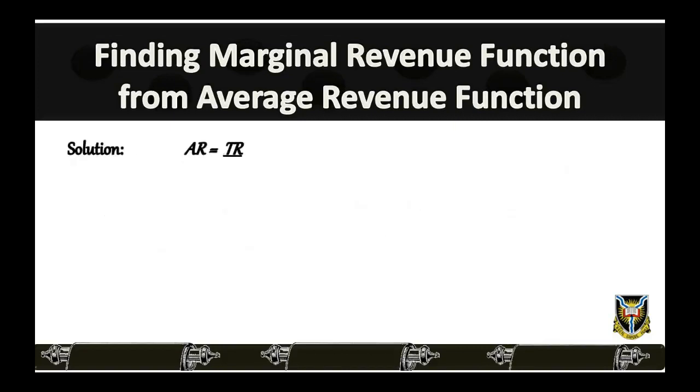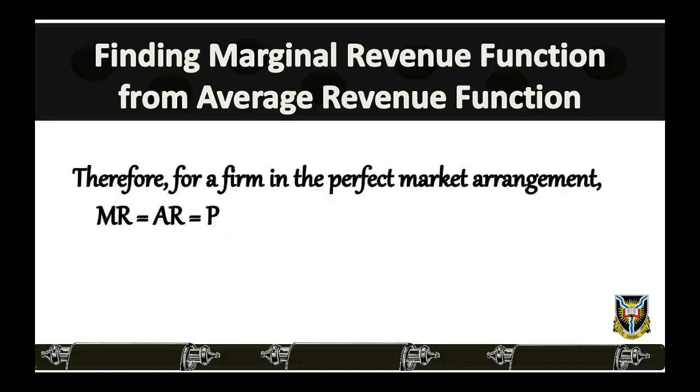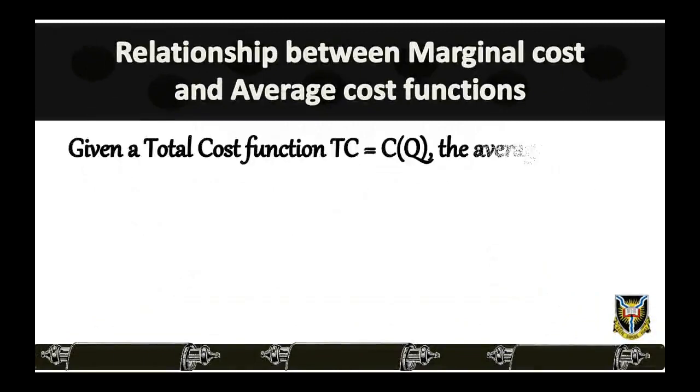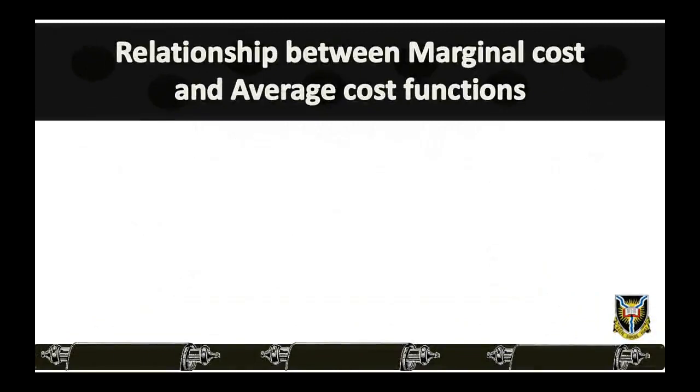Find the AR and MR. Solution: AR equals TR divided by Q. AR equals 32Q divided by Q, which is equal to 32. MR equals dTR/dQ, which equals 32. Therefore, for a firm in a perfect market arrangement, MR equals AR equals P. Graph 8. Relationship between marginal cost and average cost functions.